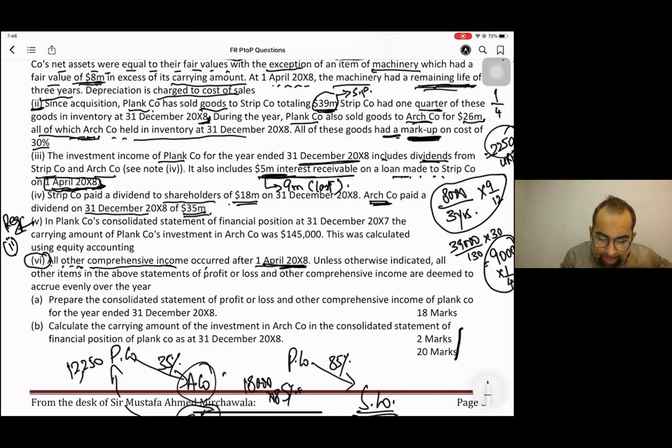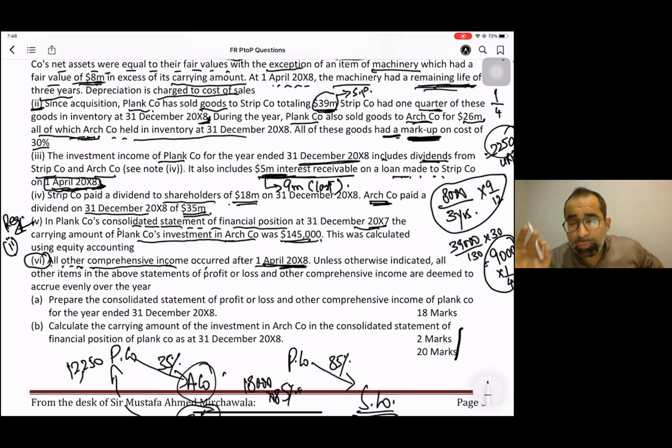Note number 5: in Plank's consolidated statement of financial position at 31st December X7, last year, the carrying amount of Plank's investment in art was 145,000. For your easiness, you can assume it as COI, the cost of investment for the associate. This was calculated using equity accounting. And this note number 5 is related to requirement number B.